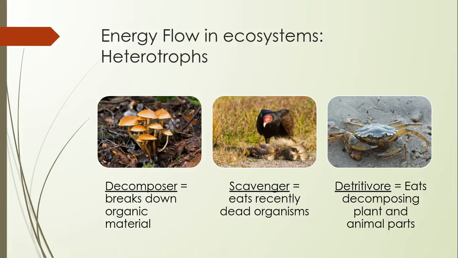Another one, the last one we're going to talk about here, is something called a detritivore. Detritivores are going to feed on decomposing plant and animal parts. So once it's gone beyond even what a scavenger really wants to deal with, other things like this crab and other insects, for example, are detritivore feeders, where they start to break down and again return those components back into the earth.